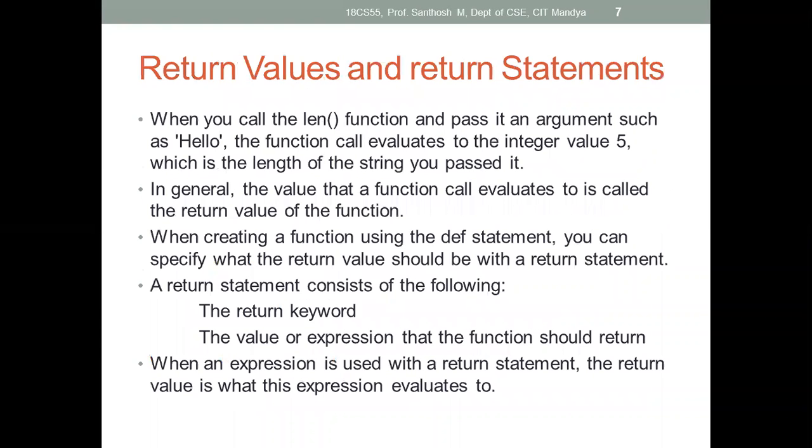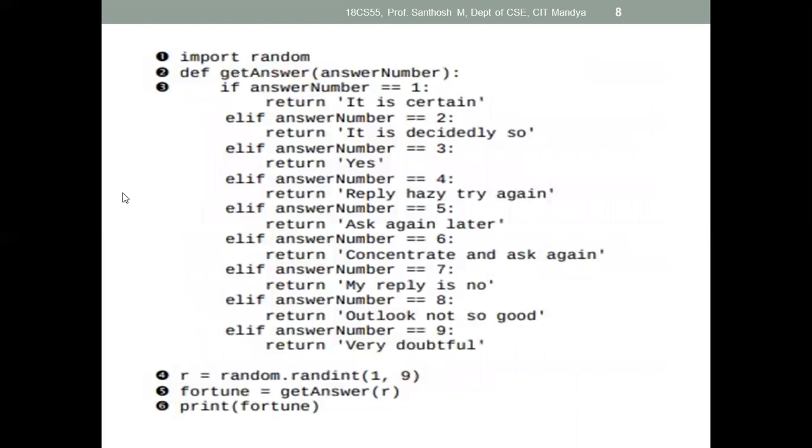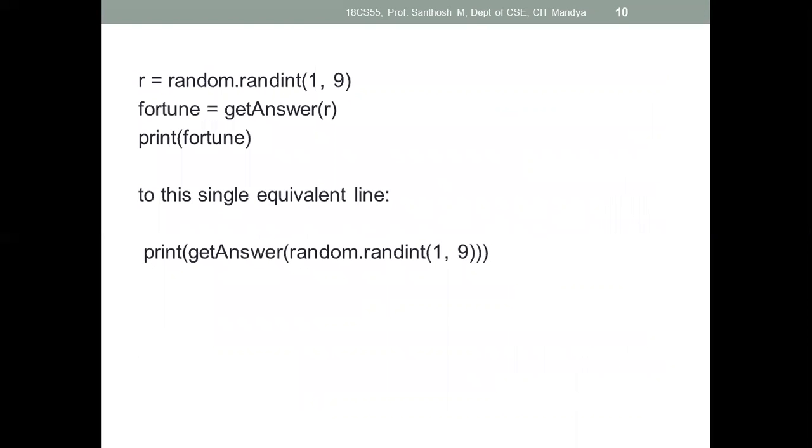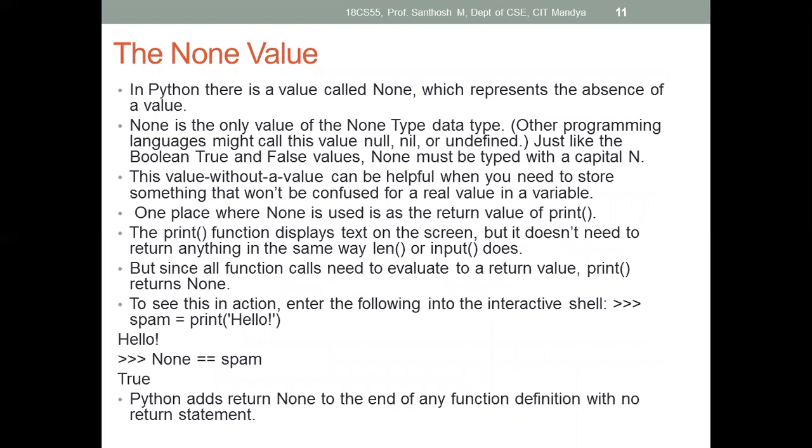Then we discussed return values: how to return values from one function to another function, meaning from the calling function to the called function. By using the return keyword, you can return a value from one function to another function. We also discussed one example regarding return values. And the next concept is the None value.